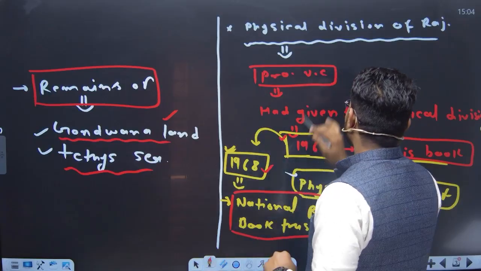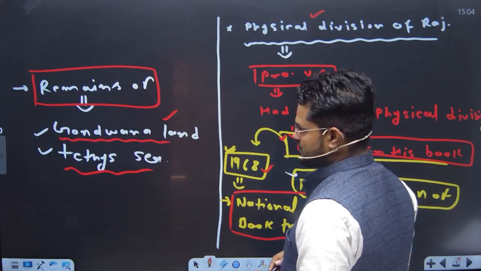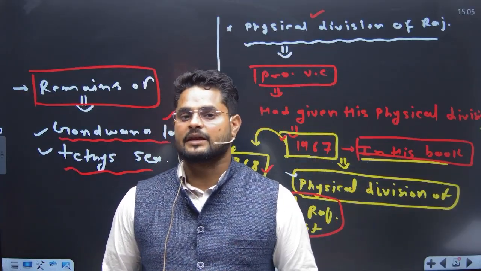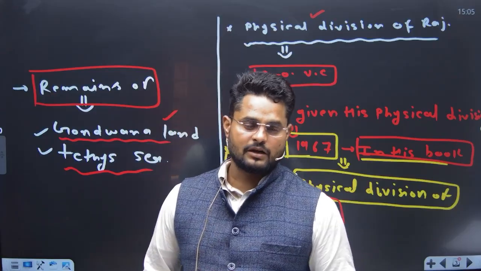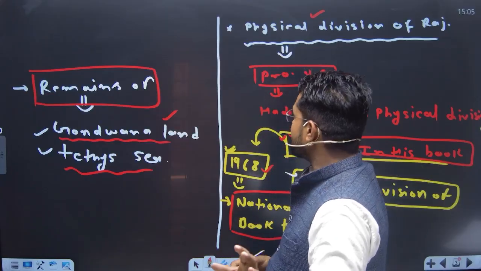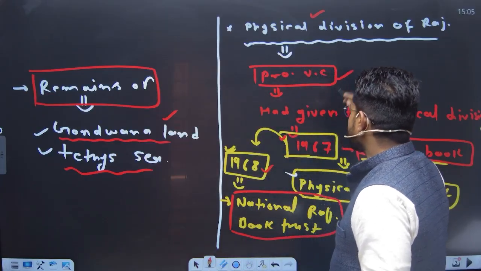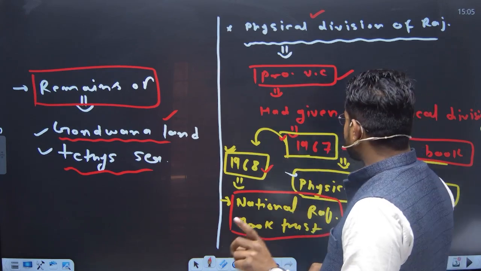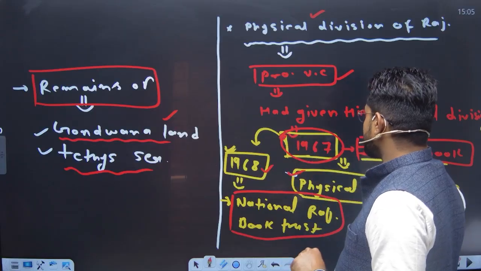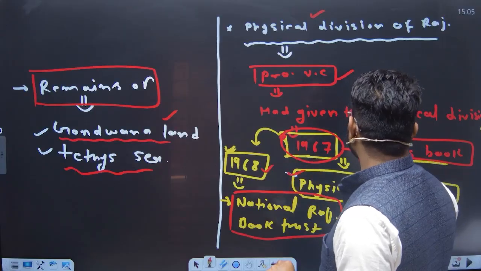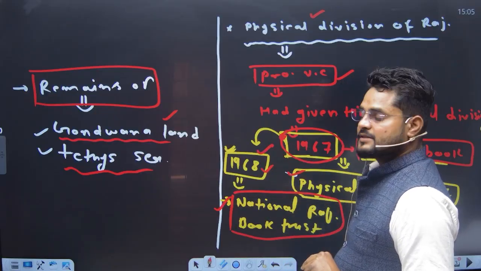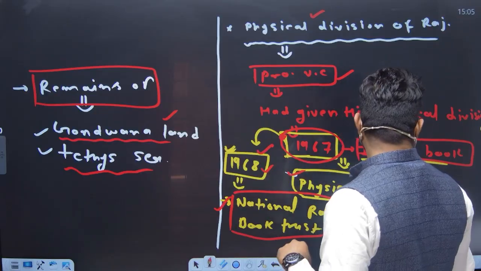So dear student, now come to the point of the physical division of Rajasthan. The physical division we read was given by Harimohan Saxena. But Harimohan Saxena was not the first person to divide Rajasthan physically. Then who was the first person? That is Professor V.C. Misra. Professor V.C. Misra gave his physical division in 1968 in his book Physical Division of Rajasthan, a Physical Geography of Rajasthan. This book was published in 1968 by the National Book Trust.